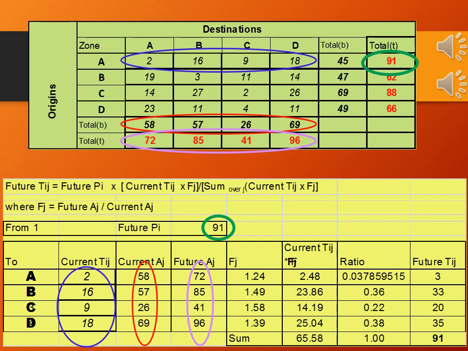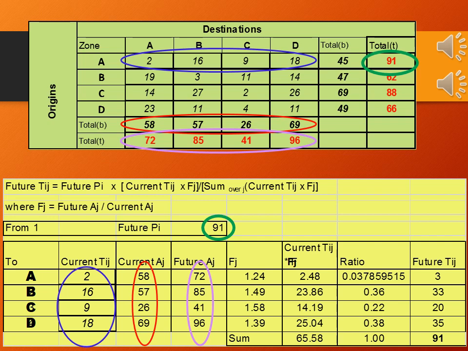Now, once we have our information lined up vertically, we need to create some relationships in zone A's destination information. So effectively, 2, 16, 9 and 18, zone A's destination information, needs to be multiplied by a factor. This factor is the relationship between the base and the future totals of destinations. So 72 divided by 58 respectively will give us the factor for A to A. So 1.24 is the factor from A to A, and it's derived from 72 divided by 58.